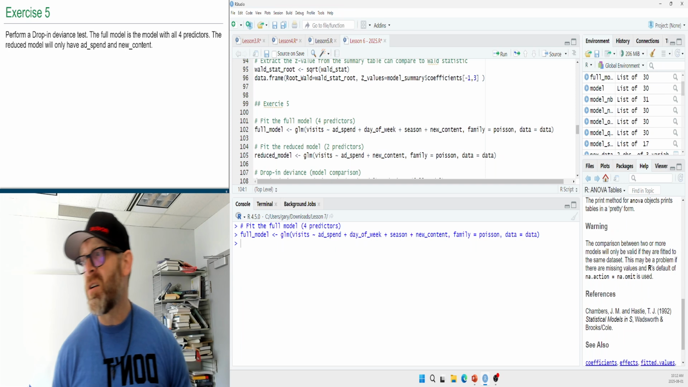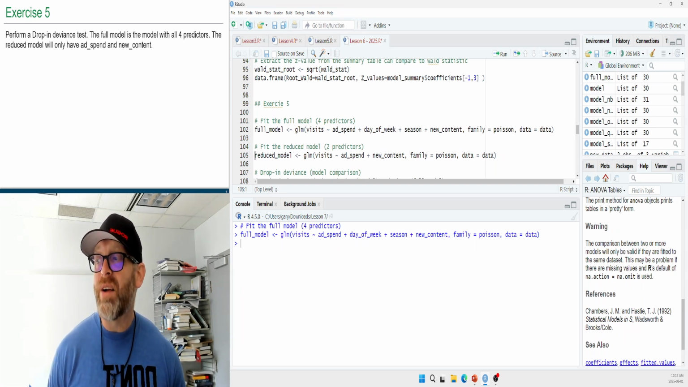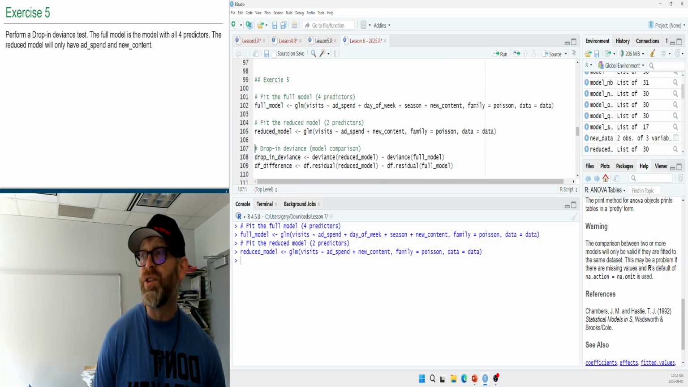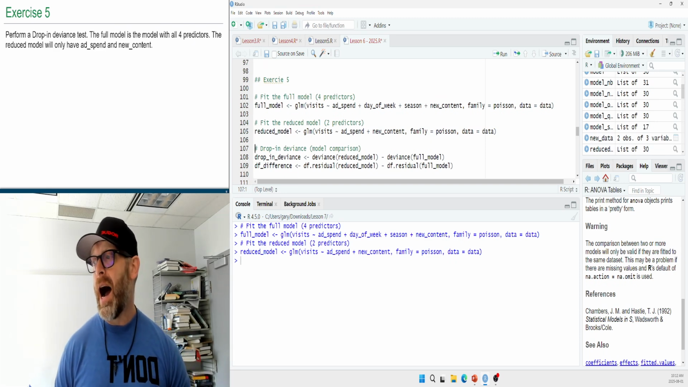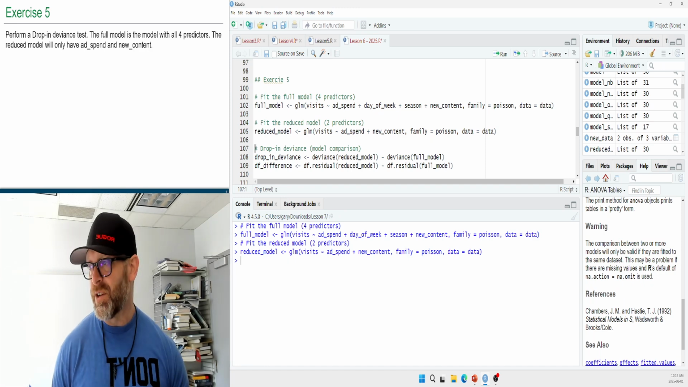So we've created that model. I'm going to do the same thing, except I'm going to have a reduced model. This time around, the visits is going to be explained only by advertising spent and new content. Okay, so we have a full model now. We have a reduced model. So let's start doing some of these calculations manually, and then we're going to plug them into the formulas. And I'll show you an easier way of doing that to get exactly the same results.